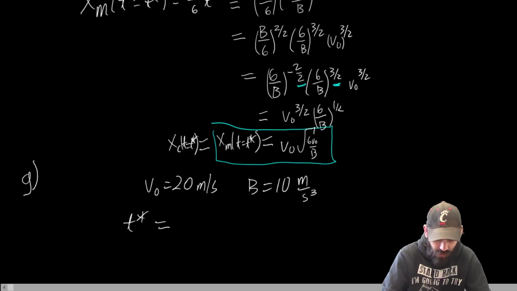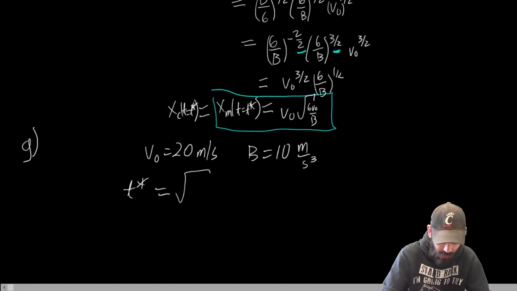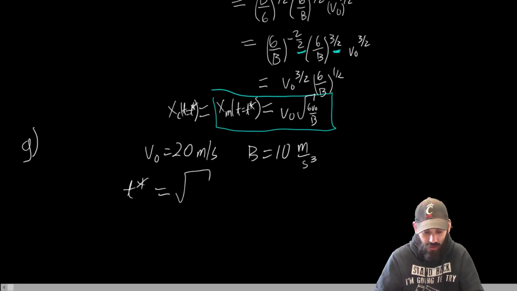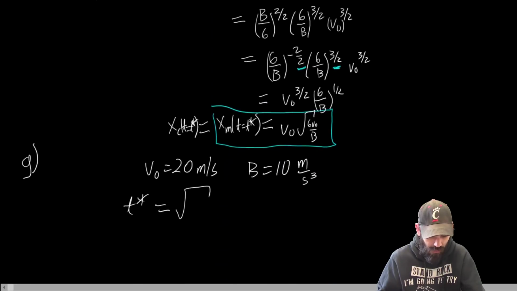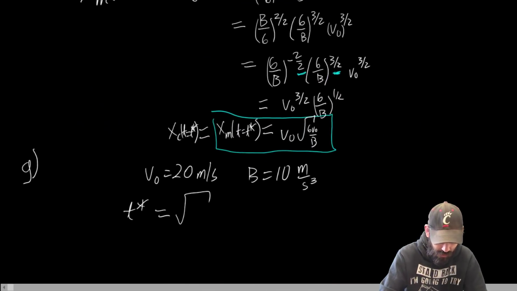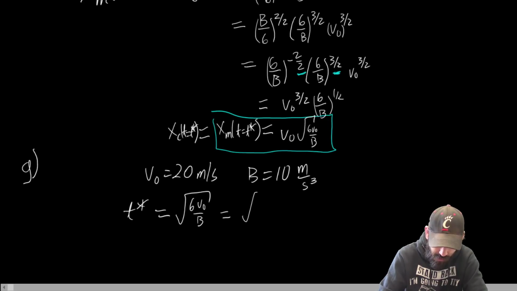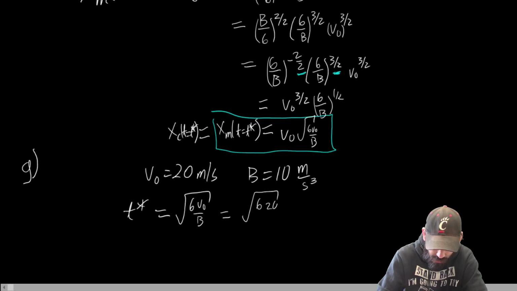T star is going to be equal to root 6 V0 over B, right? So let's go ahead and plug our numbers in here. So this is going to be the square root of 6 times V0, which is 20.